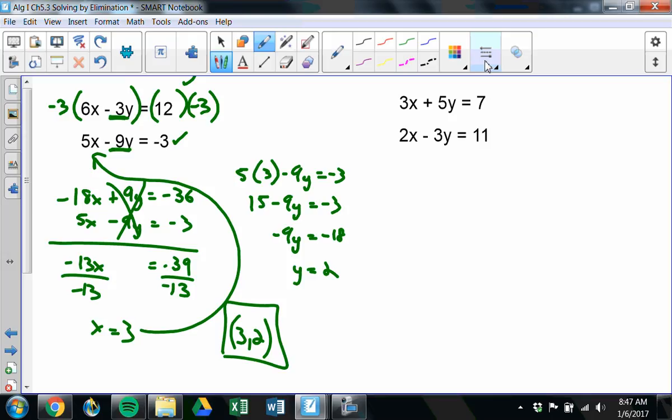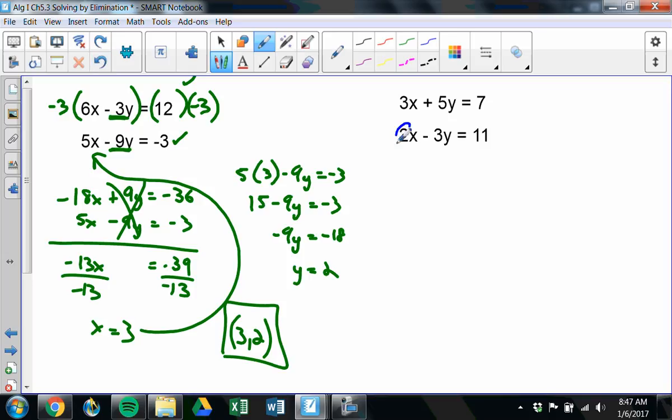The first problem where I can't just multiply one equation by something. 2 times something simple doesn't get me 3. Negative 3 times something simple doesn't get me 5. So instead, I'm going to multiply both equations by something. And here's the really handy little trick. This method will always, always work.